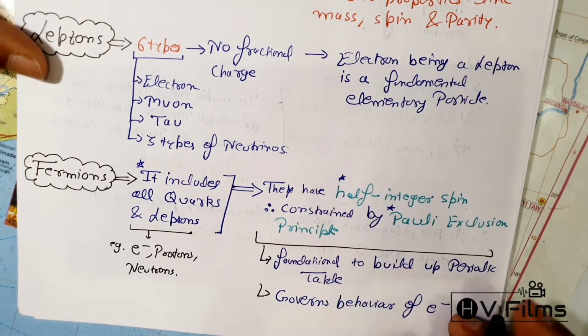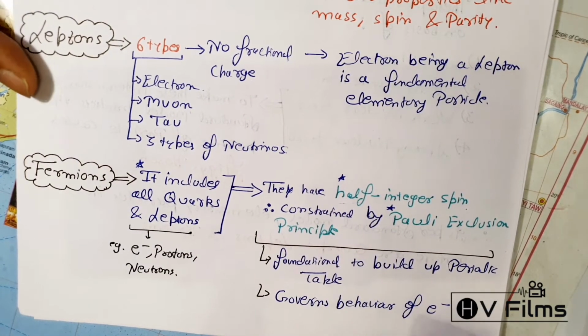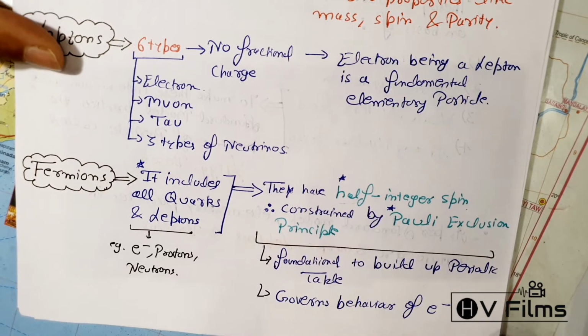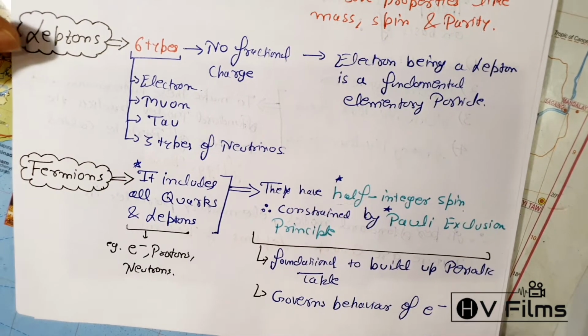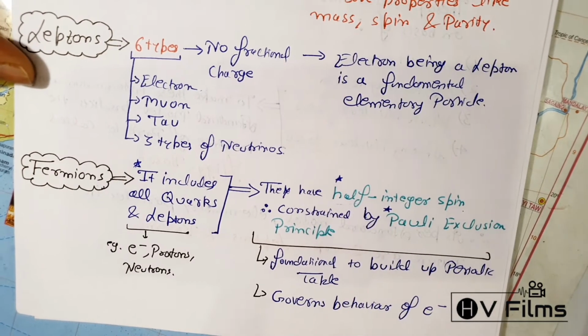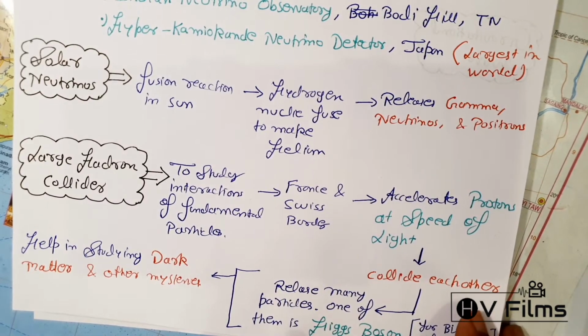And because of this, it creates a foundation for building up the periodic table, and it governs the behavior of the electrons. So this is mainly about the fermions that you all should know about. The next one that we have to discuss is basically the bosons.